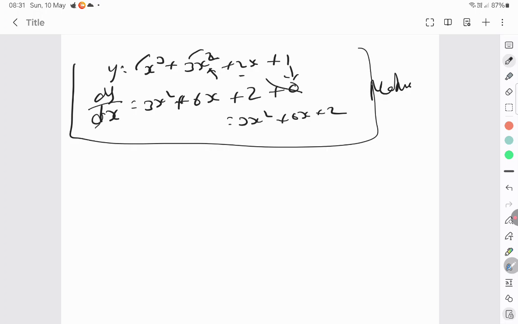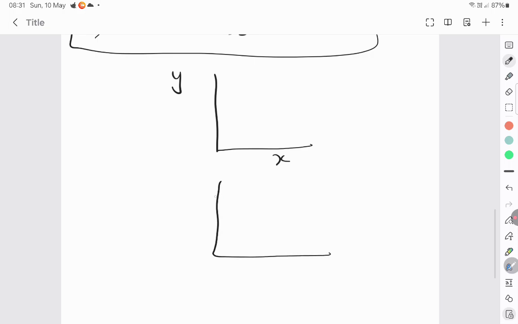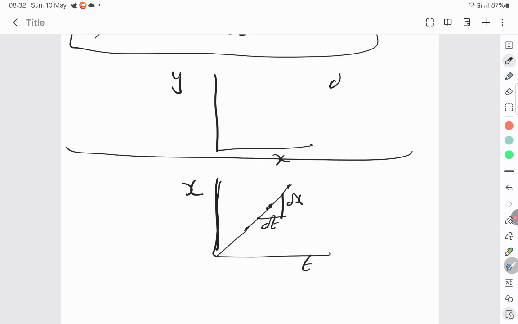And how is this applied in physics? In physics, there's no x-axis and y-axis. I mean, it's not called x and y. The y-axis is called displacement and the x-axis is called time. And you know that for uniform motion, the body covers equal distance in equal intervals of time. And the slope for this will be dx by dt. Unlike in mathematics where it was dy by dx, here it's dx by dt. And that is called velocity. Velocity is dx by dt. Finding the slope of the displacement-time graph, you get velocity.